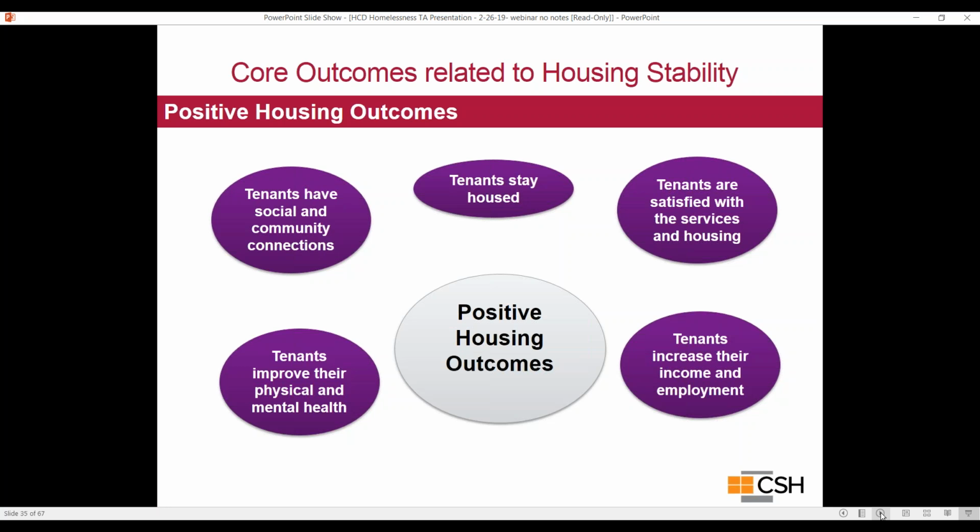The final outcome, outcome 5, tenants have social and community connections. Housing helps tenants to develop connections to their community and build social support networks. Tenants are active community members who choose to participate in organizations such as faith communities and peer associations, and/or in activities such as volunteering, voting, community gardens, or block parties. Tenants report a strong social support network in this outcome.